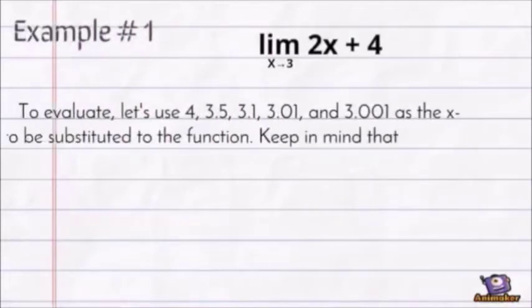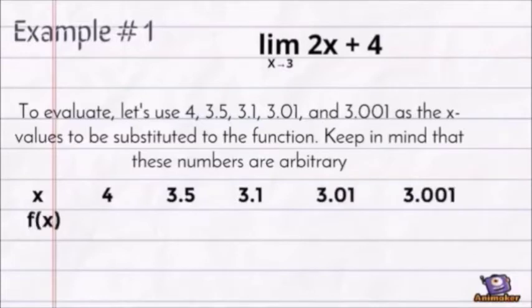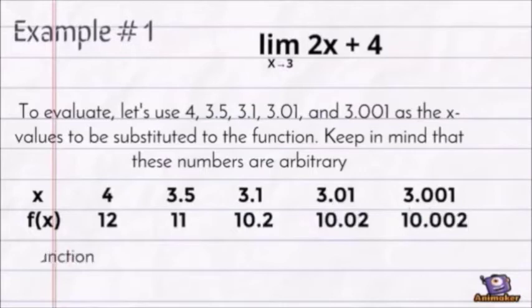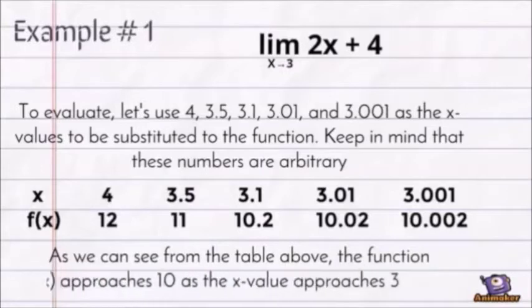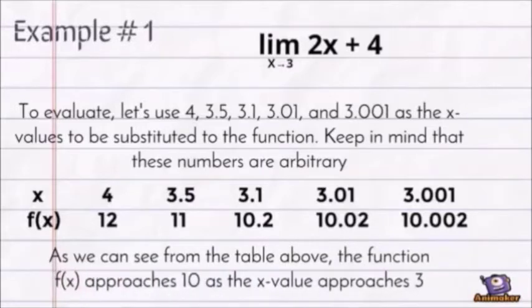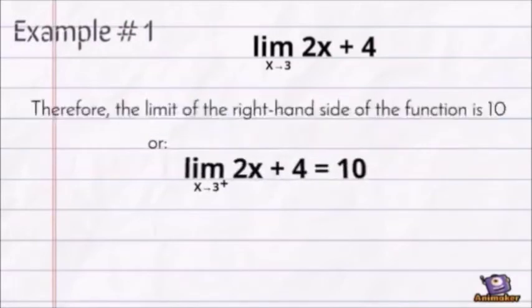To evaluate, let's use 4, 3.5, 3.1, 3.01, and 3.001 as the x values to be substituted to the function. Keep in mind that these numbers are arbitrary. As we can see from the table, the function f of x approaches 10 as the x value approaches 3. Therefore, the limit of the right-hand side of the function is equal to 10.